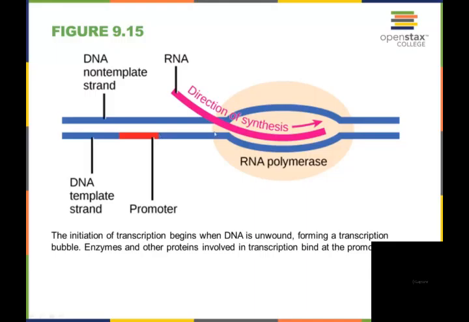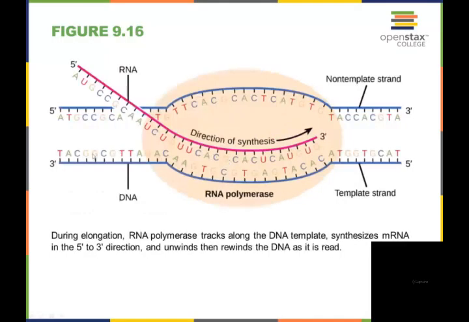So as you do that, it's going to go along. It's going to use an RNA polymerase enzyme this time, because you're going to make an RNA polymer from the DNA. So during elongation, you've got the RNA polymerase that's going to track along the DNA template. So it's going along this DNA template here. Here's your RNA polymerase. And it's going to synthesize the complementary mRNA in the 5' to 3' direction. So the DNA will unwind itself as the DNA is read, and then when it's done, it will rewind itself.